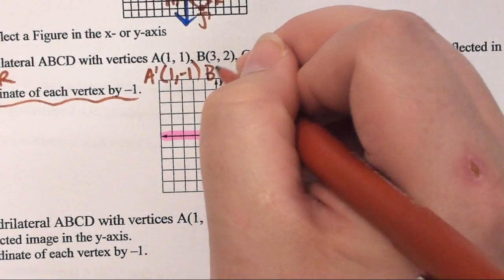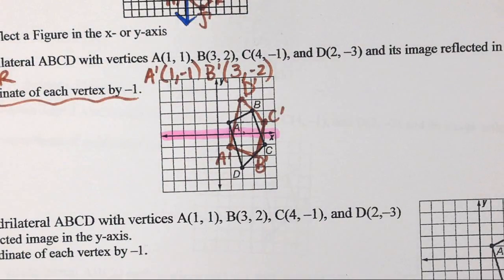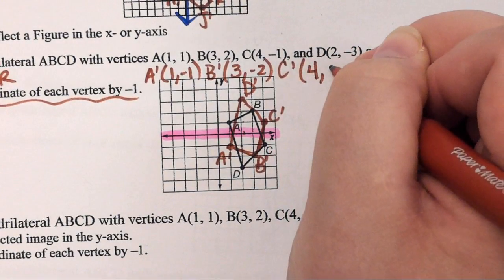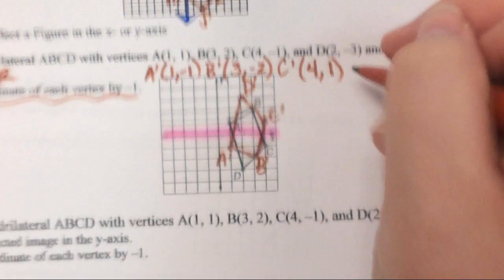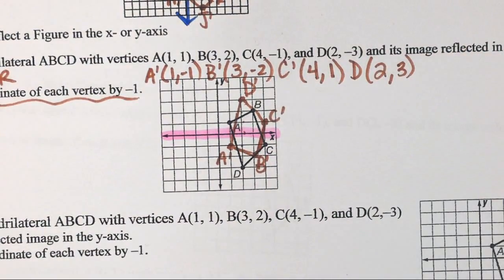B prime would be 3, -2. But we already did 3, -2. C prime would be 4. Negative times a negative makes that a +1. But we already put it at 4, 1 anyway. And then D would be 2, +3. Miss Compton already did 2, +3. So does Harrison have to remember that trick if he's got my counting method down? No. Is it useful just in case? Of course. Are there any questions on that one? I swear I've got 2 left and then it's all you.